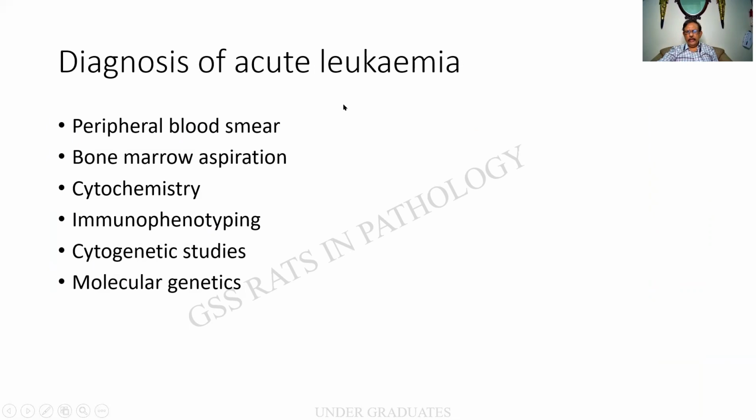So how do you diagnose a leukemia? Peripheral smear, bone marrow smear, cytochemistry of leukemias, immunophenotype. Sometimes you'll have to study the chromosomal disorder, cytogenetic disorder, and molecular basis. Flow cytometry also may be needed in some cases to confirm the diagnosis.